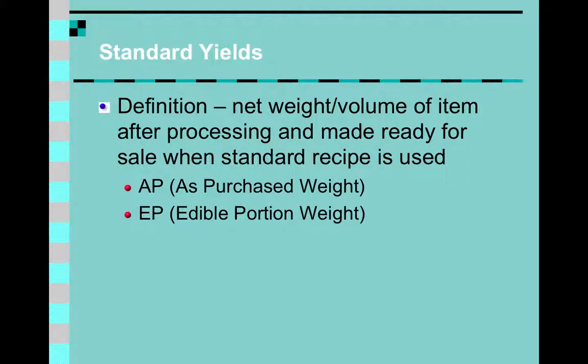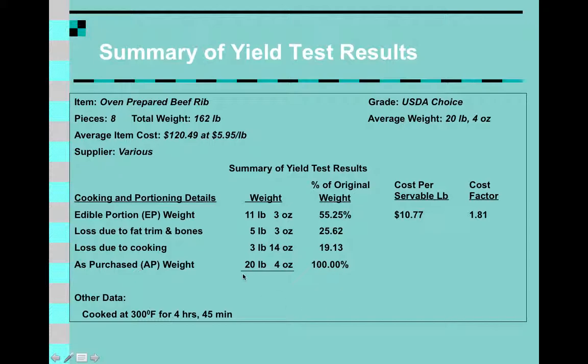This is more important when you're dealing with meat because it's a prime ingredient. It's more expensive, and there is going to be a bigger difference between the purchase weight and edible portion weight, especially with concern of cost. So here's an example of oven-prepared beef rib. The edible portion weight was 11 pounds 3 ounces, but the amount that we had actually purchased was 20 pounds 4 ounces, and this is where it went.